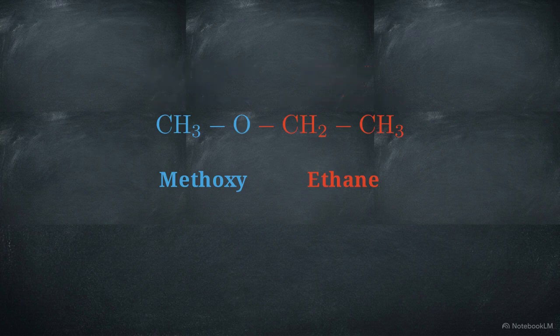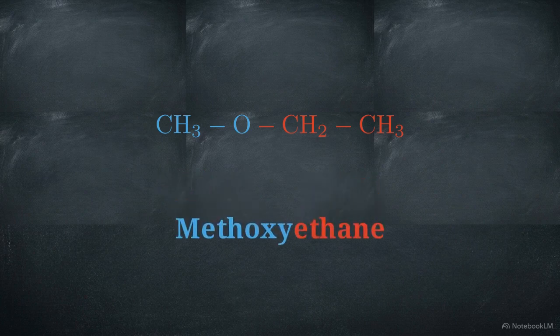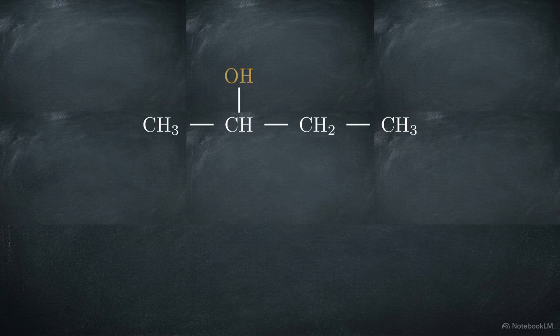Naming ethers is a matter of chain length seniority. The oxygen always defaults to the shorter side, leaving the longer side to anchor the name. Let's apply priority rules to branched alcohols. Here is a 4-carbon chain with a hydroxyl group.